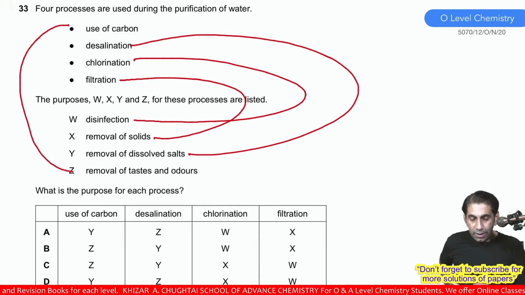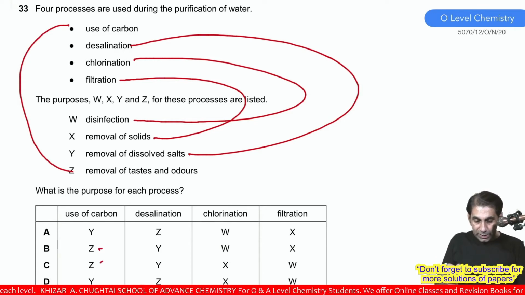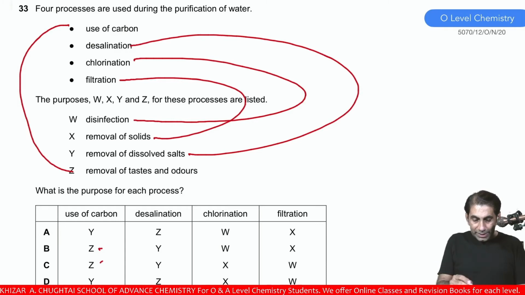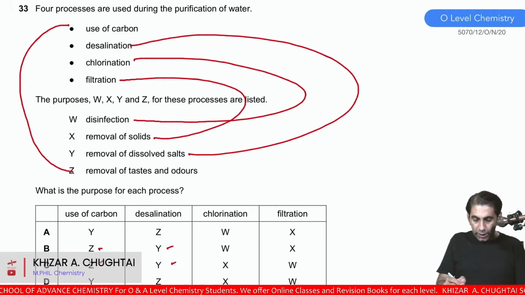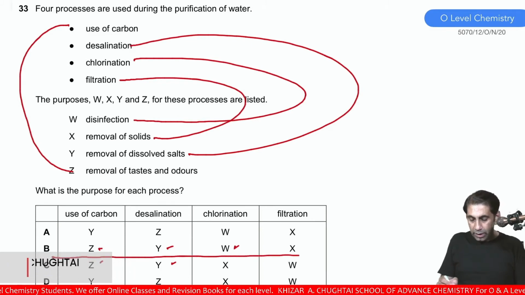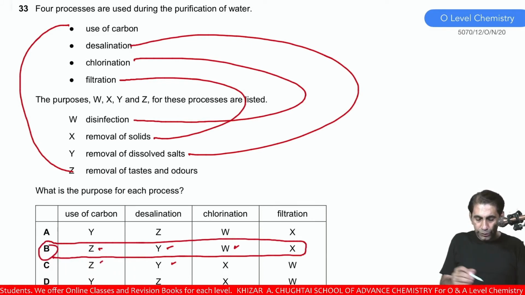So C, use of carbon, should be Z. Desalination is Y. Chlorination is W. So B is the correct option in this case.